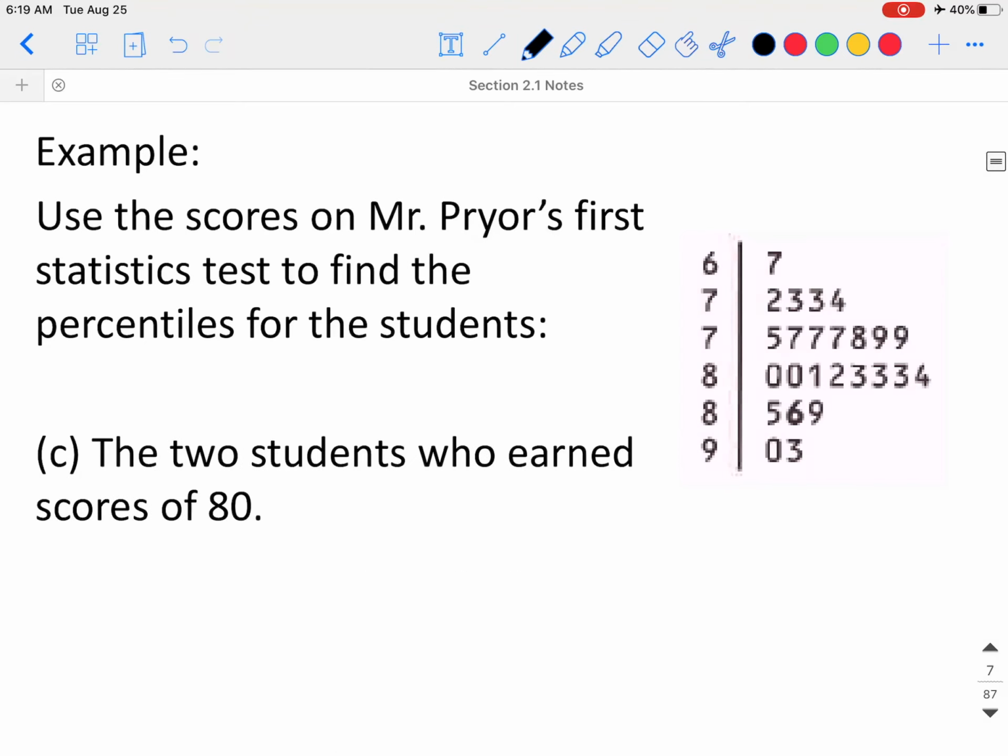The two students who scored an 80. So here are our two students who scored an 80. Again, there are 25 students total. We need to see how many of them scored below an 80. So if you count up all the students who scored below an 80, there were 12 of them, which gives us 48%. So the two students who scored an 80 are both in the 48th percentile.